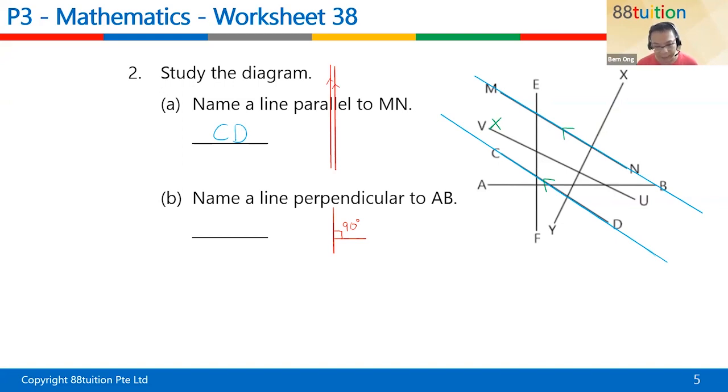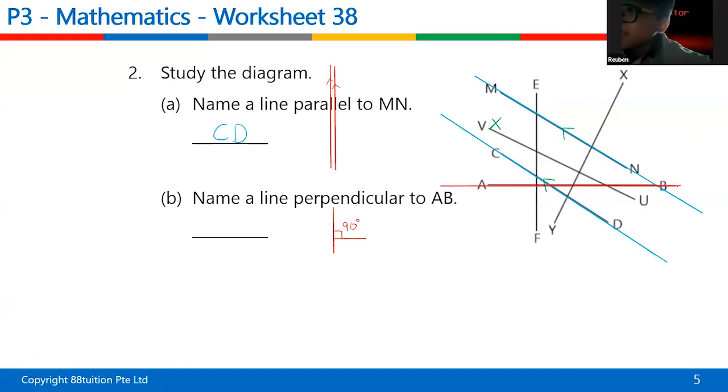And you're supposed to name a line that's perpendicular to AB. Where's AB? AB is this red line over here. All right, so you got to look for the 90 degrees. I always use the corner of my ruler. I always look at the corner of the ruler to find out where is the 90 degrees, right? Yes, Ruben, I heard you the first time and I saw your message in the chat and your answer is correct. So is Kayla's answer.